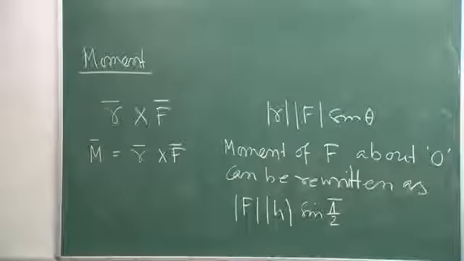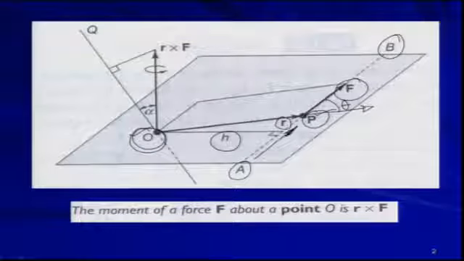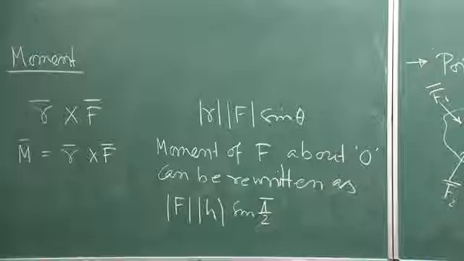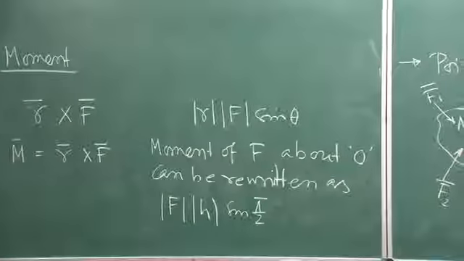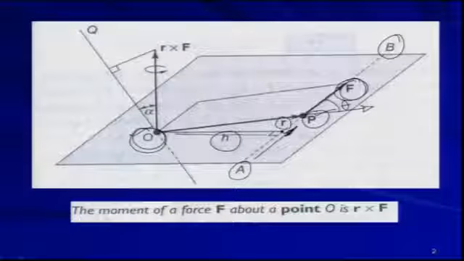If you look at this figure, H is here. I am sliding the force to this point, which is my point of application. Now, this line becomes the displacement vector, which is nothing but the perpendicular distance from O to the line of action AB. The angle between H and the force vector F is 90 degrees, that is pi by 2.